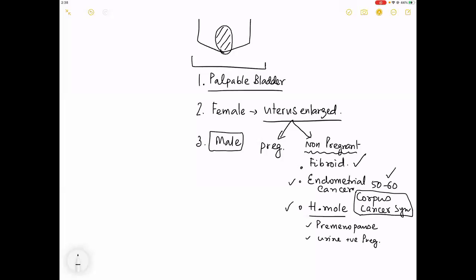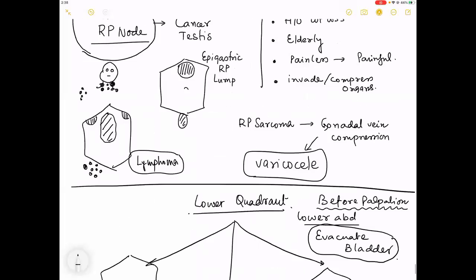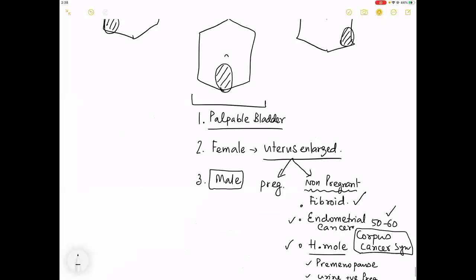Undescended testis. What did I tell you? Prostate? Oh my God. That means you are saying that the prostate is this big. The prostate is never that big. The prostate is never felt per abdomen. Then it will be a Guinness Book of Records. Then it is not like that. Anything more, sir? In this part, in a male, what is there?